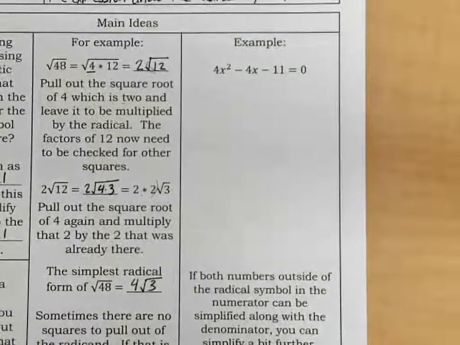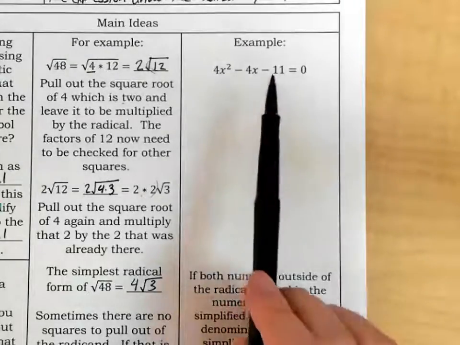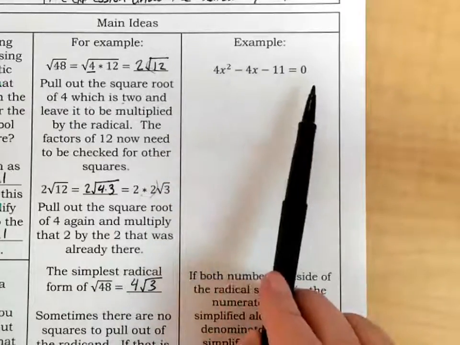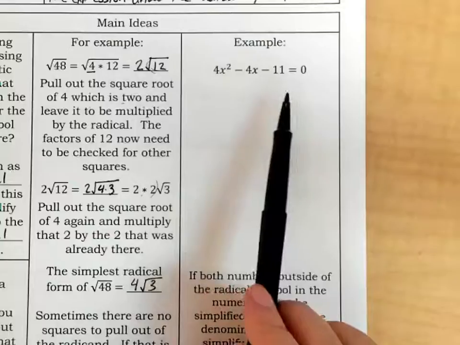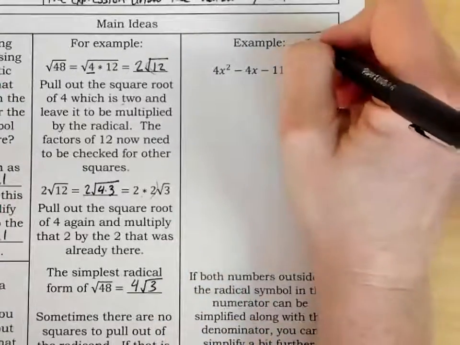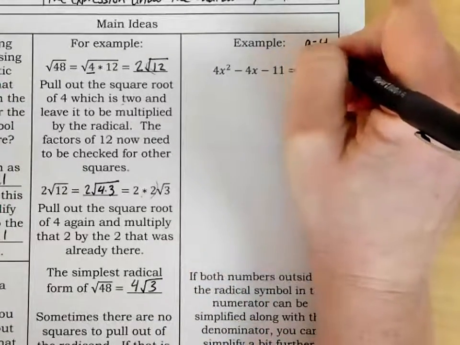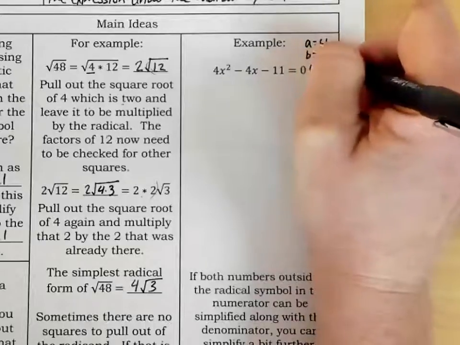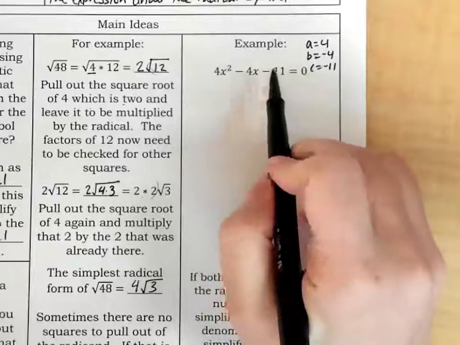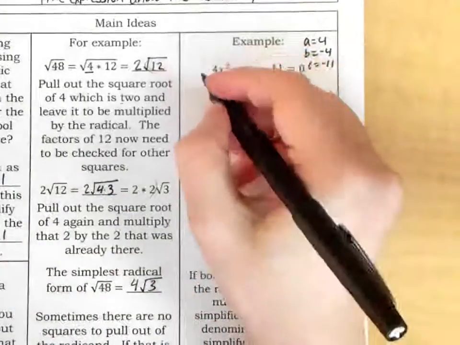Okay, so let's do an example here where we're going to solve this quadratic. So our equation is already in standard form, it's already simplified, it's already set equal to 0. Let's do a quick discriminant test to make sure that we have solutions for this. So remember that A is 4, B is -4, and C is -11 here. Those are just my coefficients and my constant, and I'm going to plug that into the discriminant formula.